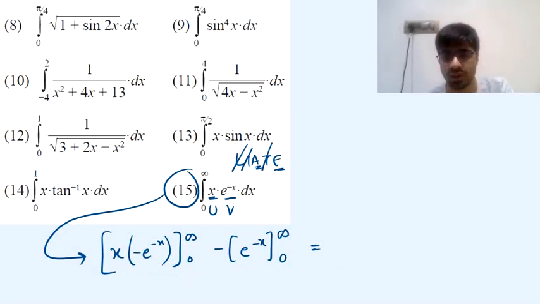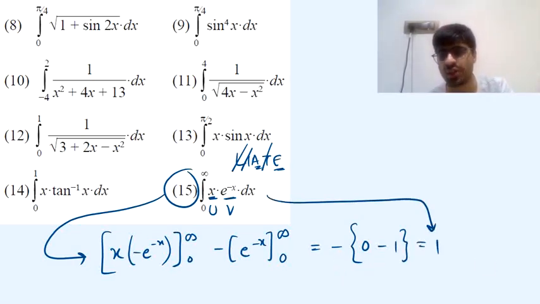And try to evaluate this, so you have minus of, put an infinity first, and e power minus infinity will be 0. Minus, you put x as 0, so you have e power 0, which is 1. So we are subtracting a 1 from there. Minus of minus 1 makes it 1, and yeah, that's the final answer for the 15th question.